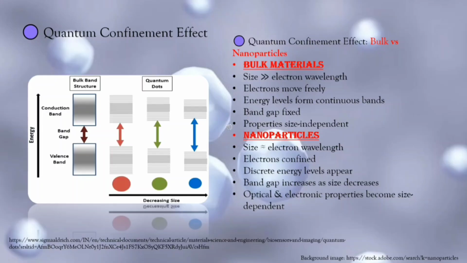And coming to the right side of this picture, there are quantum dots, and instead of continuous bands, you see many discrete horizontal lines. These lines represent allowed energy levels caused by quantum confinement. The colored circles at the bottom represent different particle sizes. Smaller quantum dots require more energy to excite an electron, and they absorb or emit higher energy light, and larger dots emit lower energy light. So this size-dependent band gap is why quantum dots can glow in different colors.